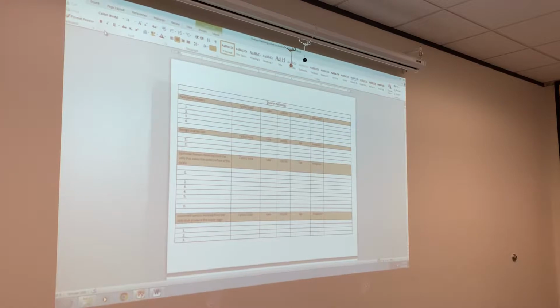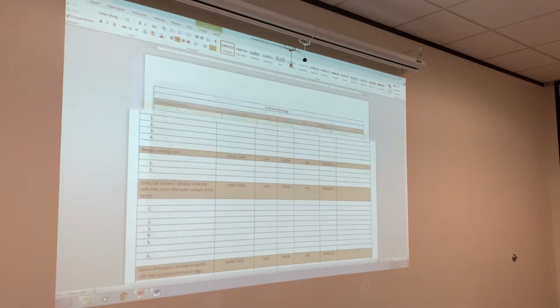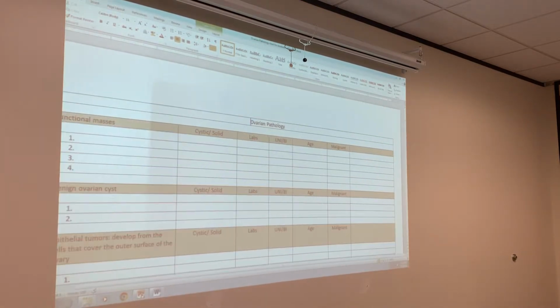Okay, good morning. And if you want extra points on your exam, your exam is going to be on Wednesday on this chapter. Turn this chart in and I'll give you extra points. Okay, so let's get it where you can see it.